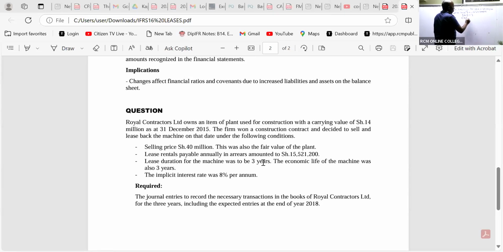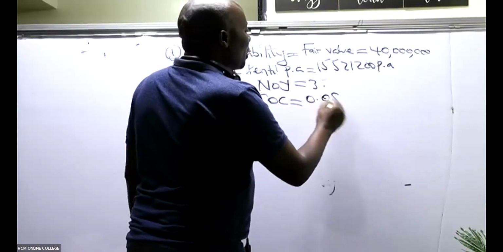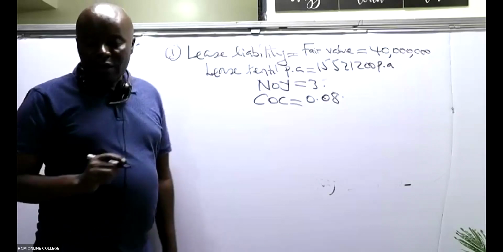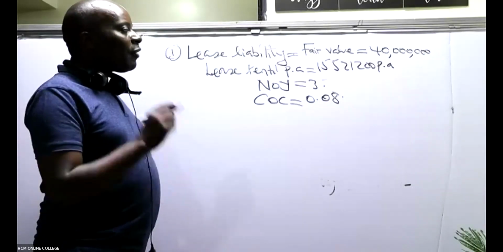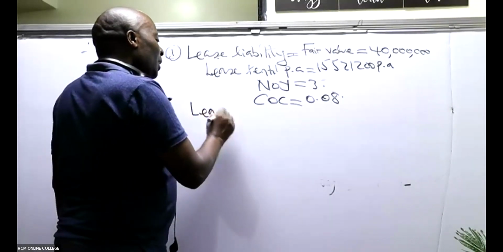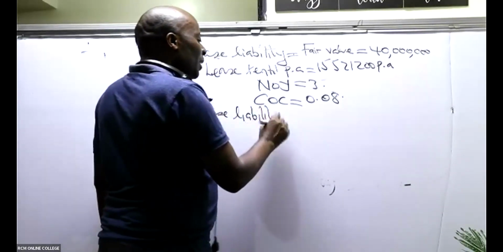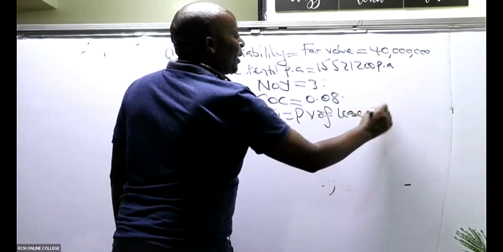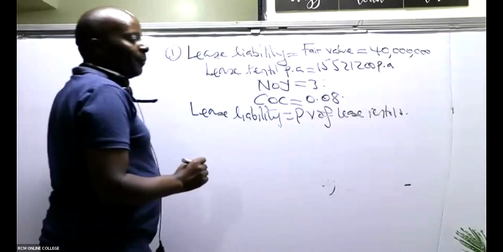And then they have also given us the cost of capital, or the implicit interest rate. This is the rate of return. The implicit interest rate is 8%. So I would want us in this case to assume that the fair value was not given. If the fair value was not given, I would have gotten this lease liability by taking the present value of lease rentals.